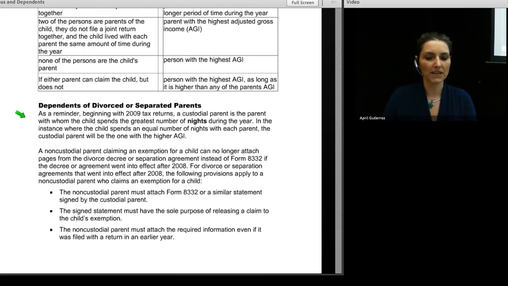As a reminder, beginning with 2009 tax returns, a custodial parent is the parent with whom the child spends the greatest number of nights during the year. In the instance where the child spends an equal number of nights with each parent, the custodial parent will be the one with the higher adjusted gross income.